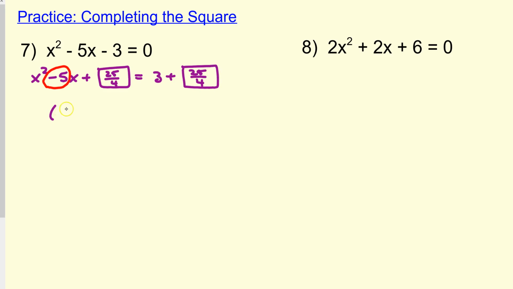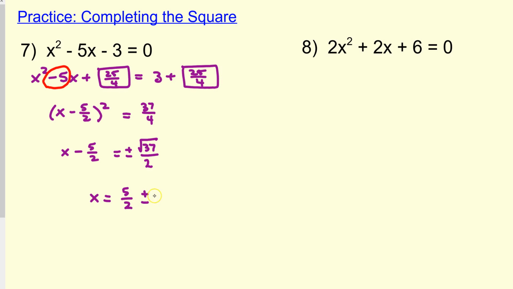Okay, so now we write this in its factored form, and we have x minus 5/2 quantity squared equals, and then when it's time to add our 3 and our 25/4, I believe we end up with 37/4. And now we can square root both sides. So we have x minus 5/2 equals plus or minus the square root of 37/4. I'm going to break that up into square root 37 over square root 4 because square root 4 is just 2. And then finally, to get x by itself, we add 5/2 to both sides. So x equals 5/2 plus or minus square root 37 over 2.